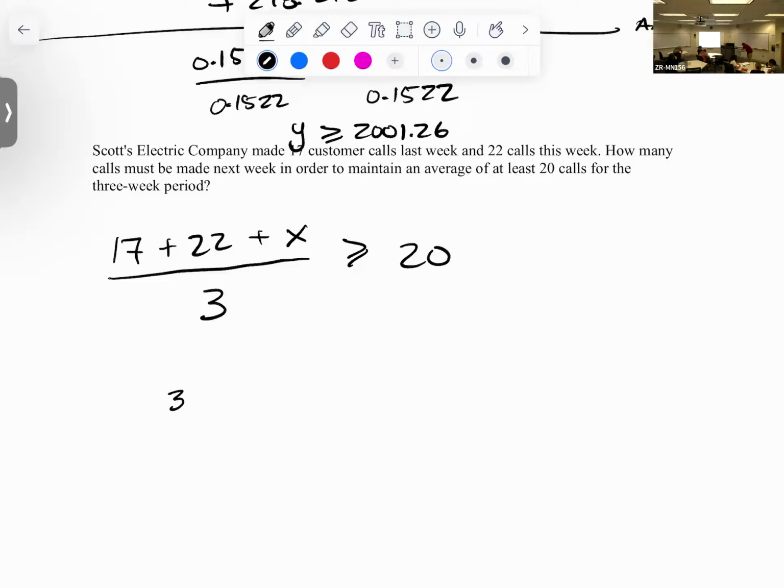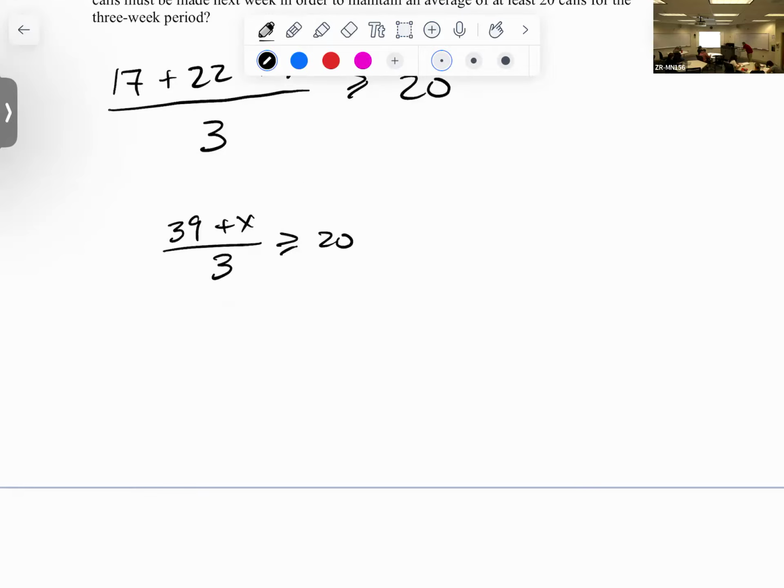See where we're at, 39 plus X. And then what do we do? We just multiply by 3, because what do we love or hate? Fractions. So that'd be 3/1, right? Simplify was the first step at 17 and 22, okay? But then, get rid of that fraction as soon as possible.